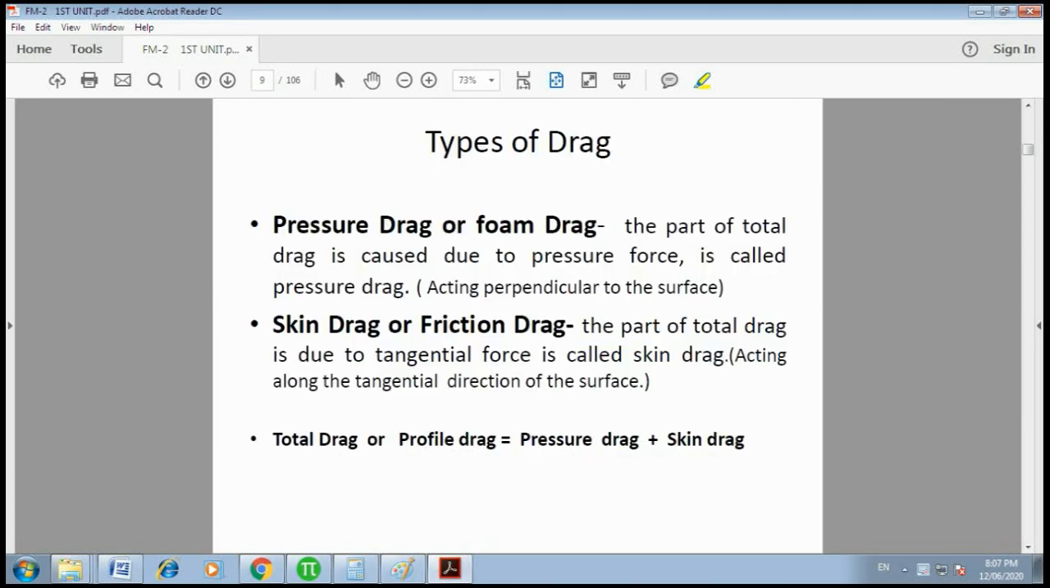Now we'll see the types of drag. Pressure drag, as I already told you. Now we are considering only drag, meaning the horizontal component. Pressure drag or form drag: the part of total drag caused by pressure force is called pressure drag or form drag, and the part of total drag due to tangential force.